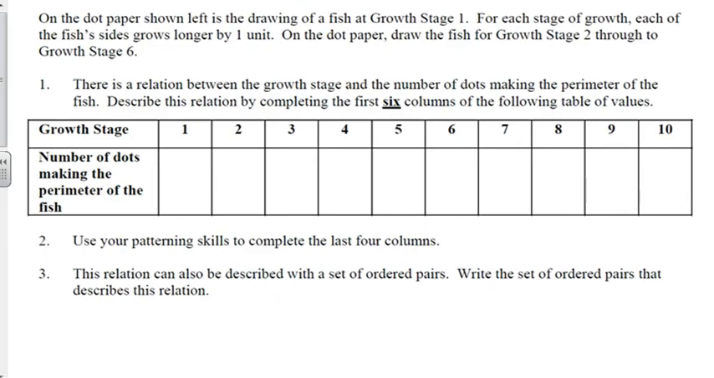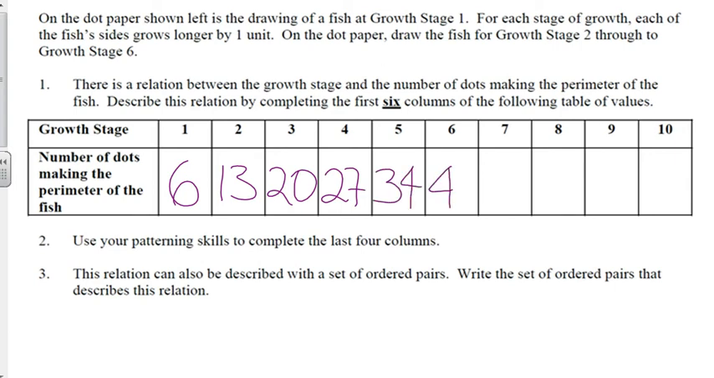Okay. So how many dots made up fish stage 1? 6. Stage 2. Stage 3. Stage 4. Stage 5. Stage 6. Okay, now at this point we can't count anymore. We don't have the 7th stage, but how many will be in stage 7?